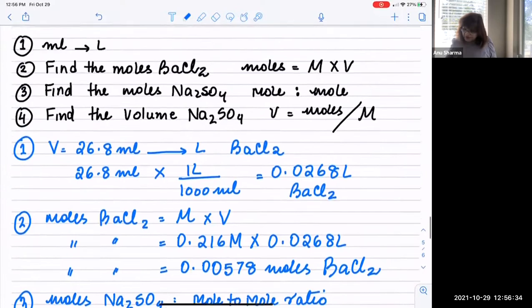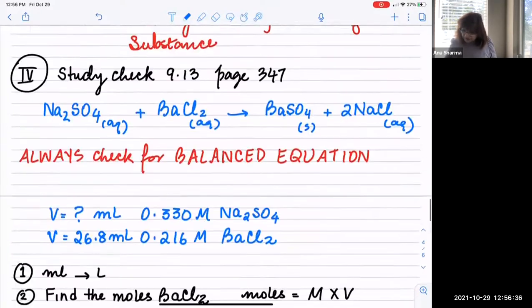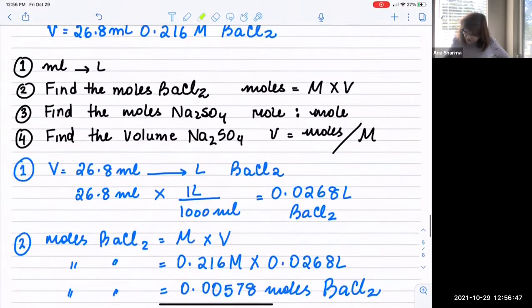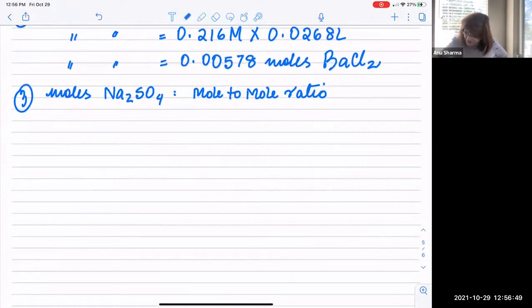Okay, mole to mole ratio. So what is that? Here it is a 1-to-1 ratio. This is 1, this is 1, and generally this is what comes up when you balance the equation. So it's a 1-to-1 ratio.